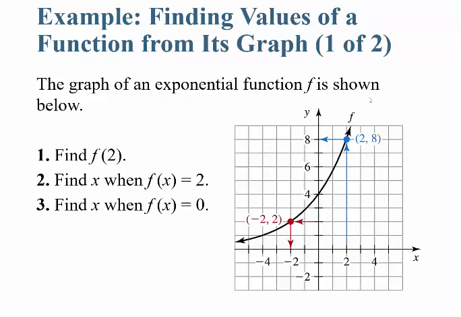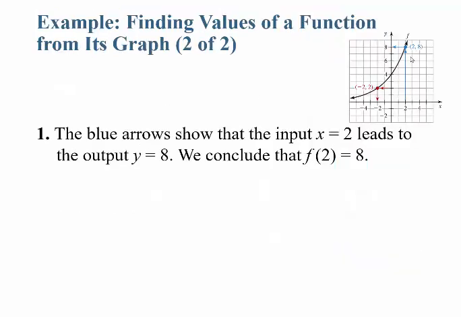All right, so the graph of the exponential function f is shown below. I see something like this. Let's find f(2), that is, f(x) when x is equal to 2. And let's find x, if possible, when f(x) is equal to 0. I have the graph up here.